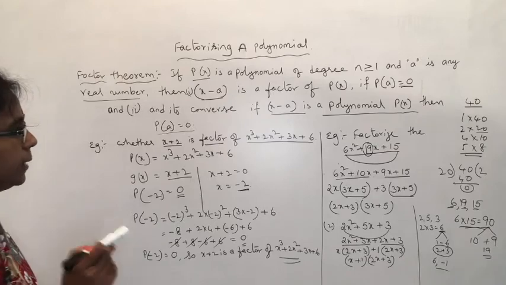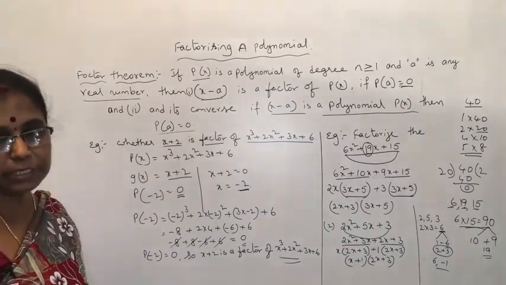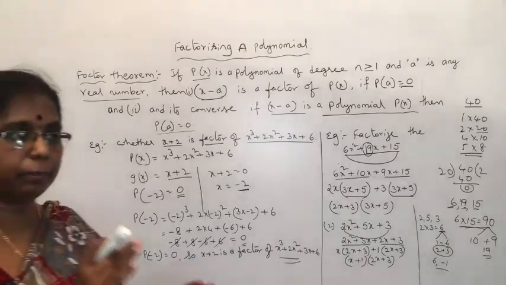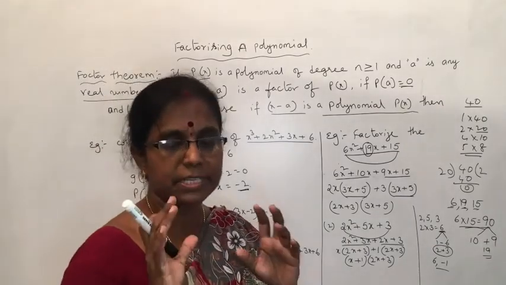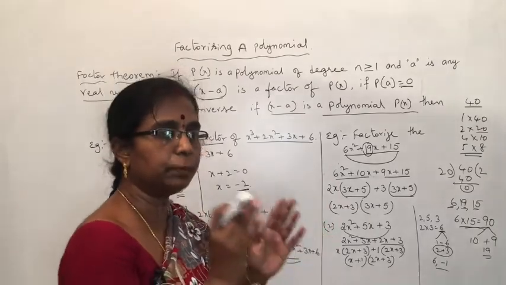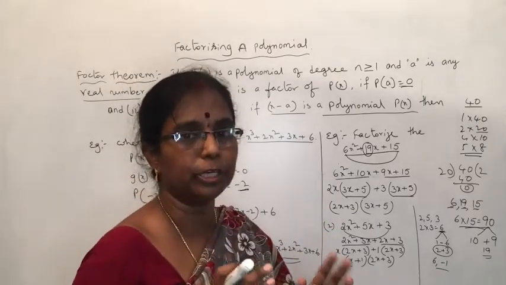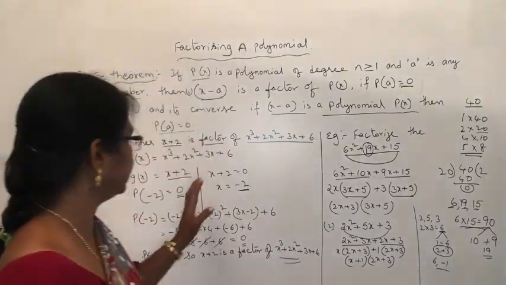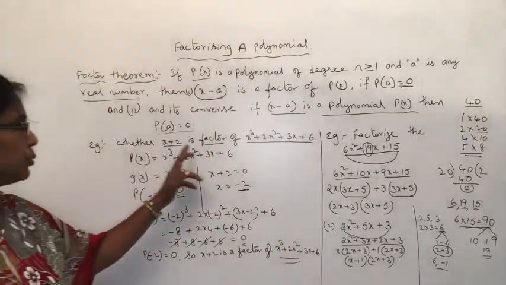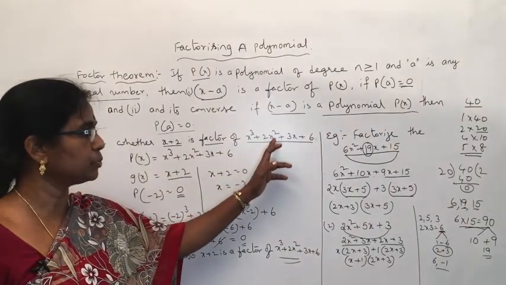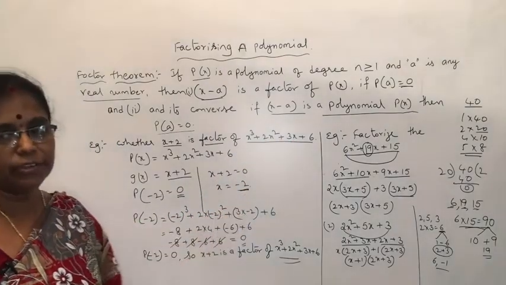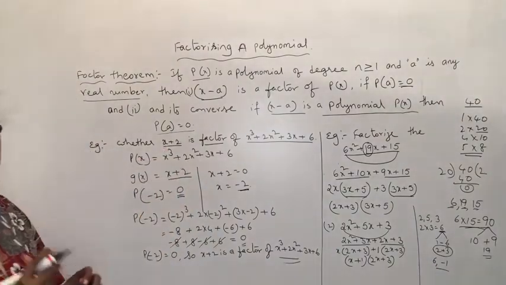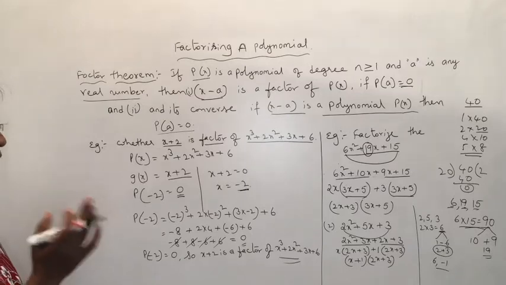That means here a must become a zero of the polynomial. What is a factor? When you divide one number by another number, the remainder must be 0. If you divide one polynomial by another polynomial and you get remainder 0, that is a factor of that polynomial. Example: here x plus 2 is a factor of x cube plus 2x square plus 3x plus 6. We have to check whether x plus 2 is a factor or not.